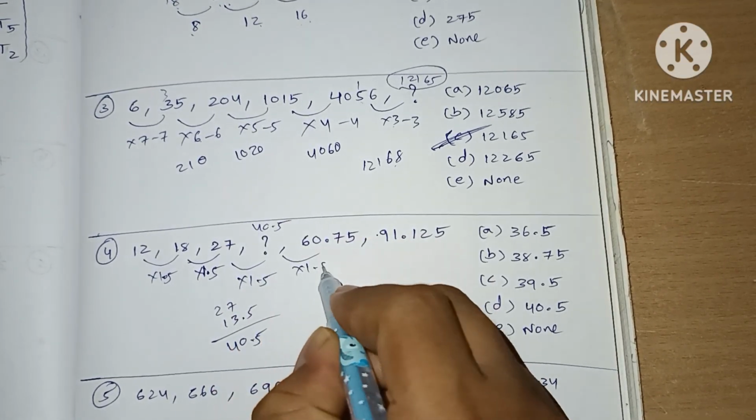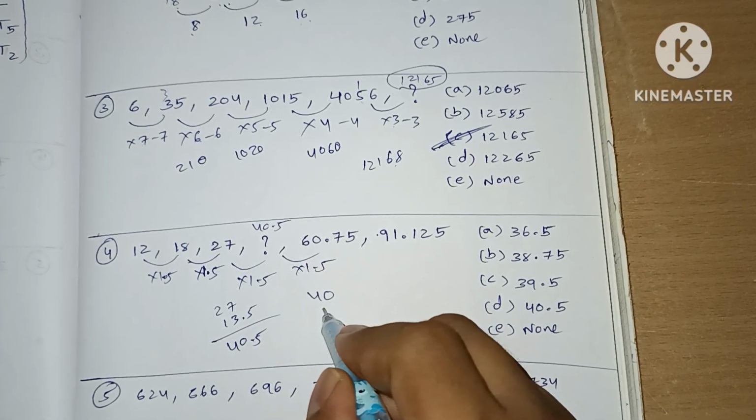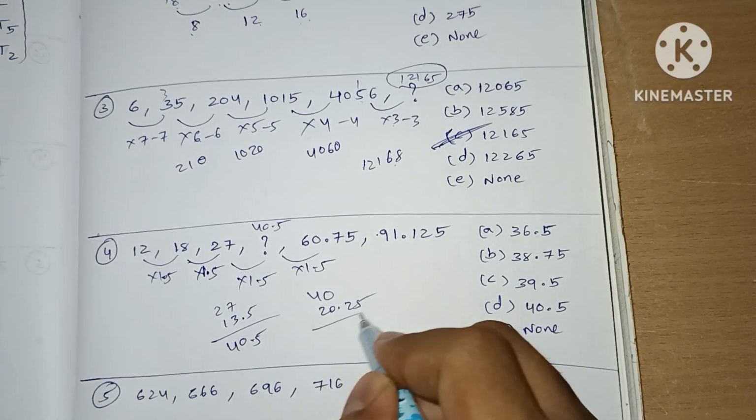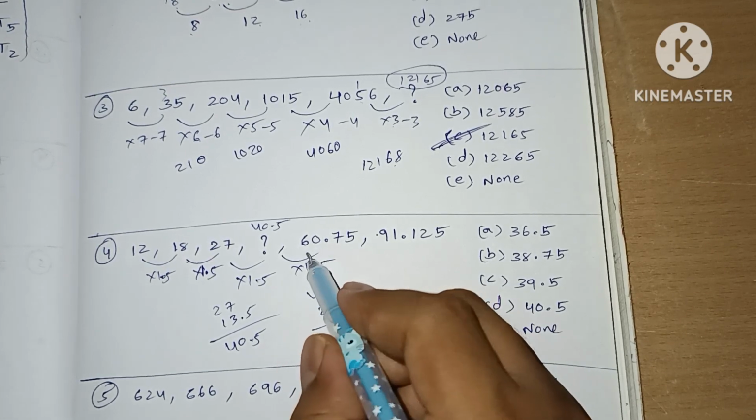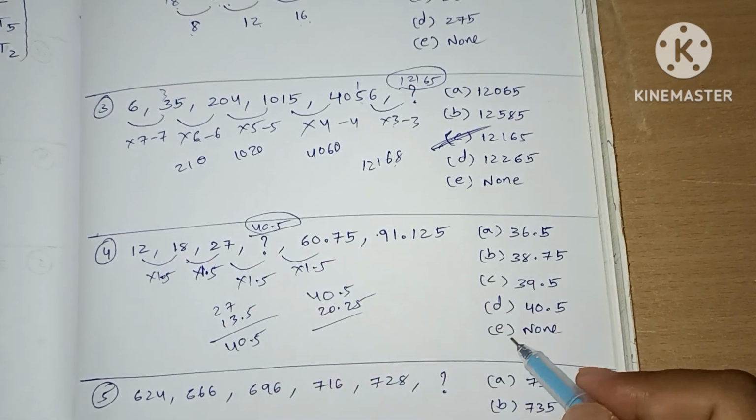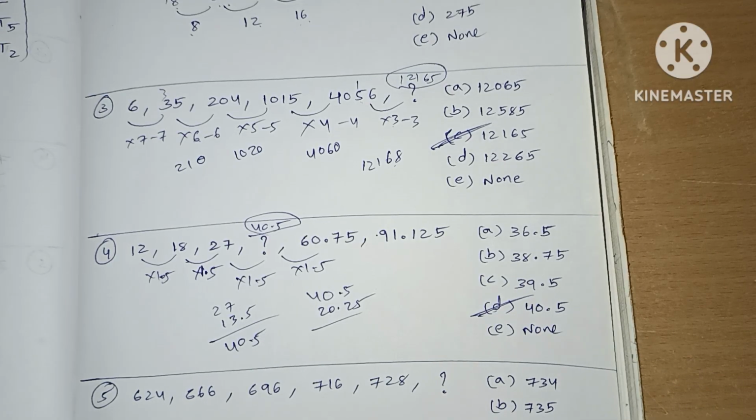Next one must be into 1.5. So 40 and 20.25, we get 60.75. So this is our answer. Option D is our answer.